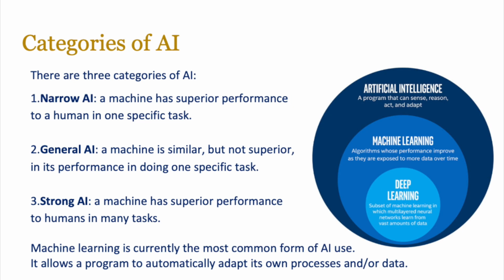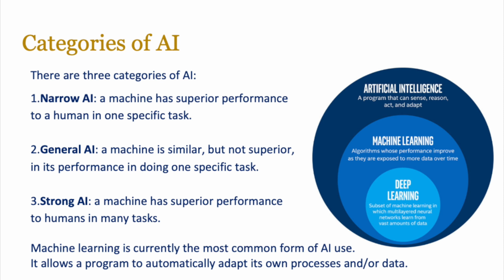Now, AI is categorized into three types. We have the narrow AI, which is basically a machine or a program that has superior performance to a human in just one specific task. For example, it can beat us at chess. That's all it can do, beat us at chess, nothing else.